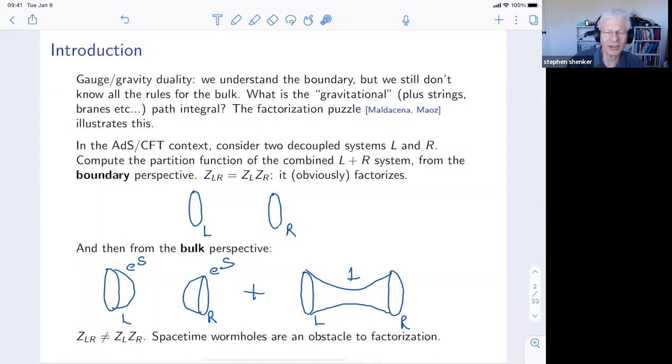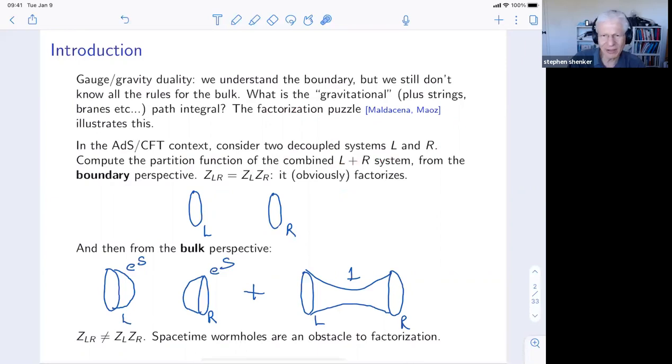Well, there are puzzles that illustrate this sharply. One of them that we'll focus on here is the factorization puzzle. And in this context, it was introduced by Maldacena and Maoz. There's a paper of Witten and Yin's that discusses closely related things around the same time. So in the AdS/CFT context, consider two decoupled systems, L and R, like two copies of super Yang-Mills theory, and compute the partition function of the combined L plus R system.